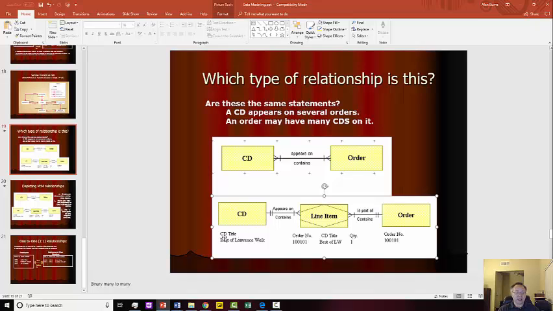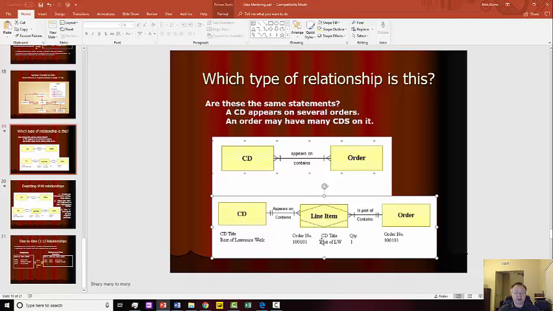Okay, let's look at this again. We have a CD title over here. We've got a whole bunch of CDs. We have Metallica. We have Beyonce. You get the idea. And these CD titles are over here. And then we've got a whole bunch of orders over here. What's in the middle? The occurrence of a CD on an order.